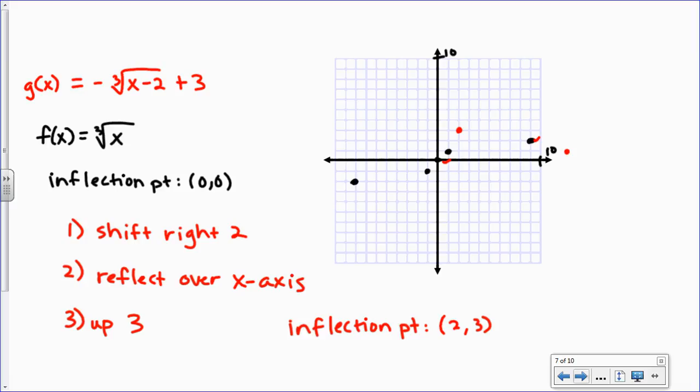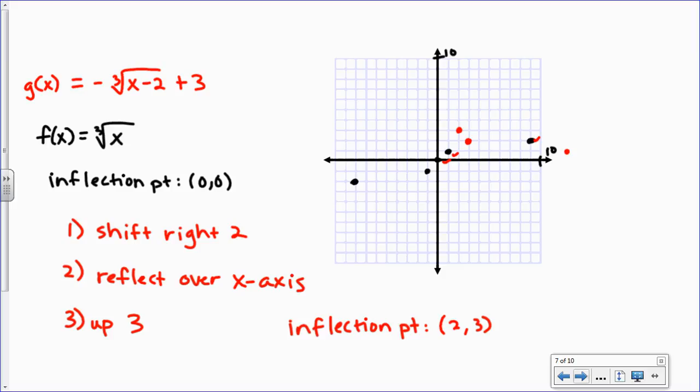So I go right 2 first. So I'm here. Then I reflect. So I'm here. And then I go up 3. And that's where my final point is. So that's why I think it's helpful to maybe put a little check mark by the points you've done, because it gets kind of confusing. We have a lot of points going on, but you just go in order with each one.